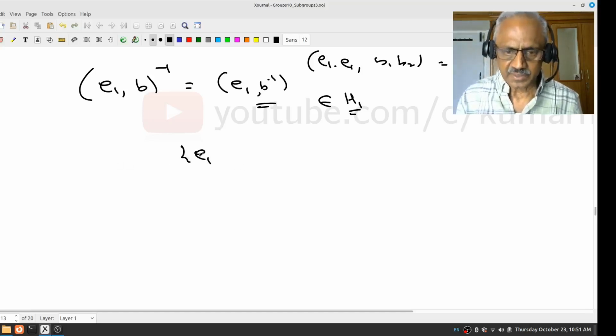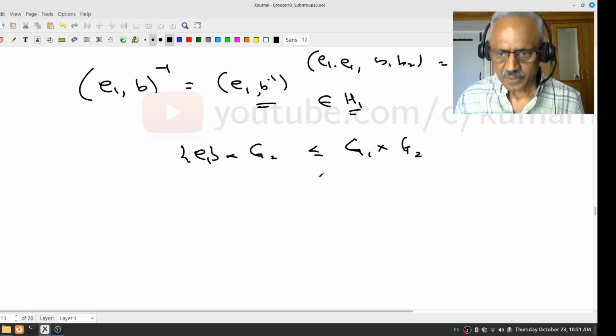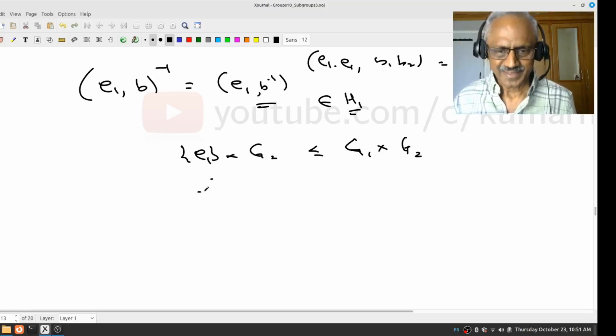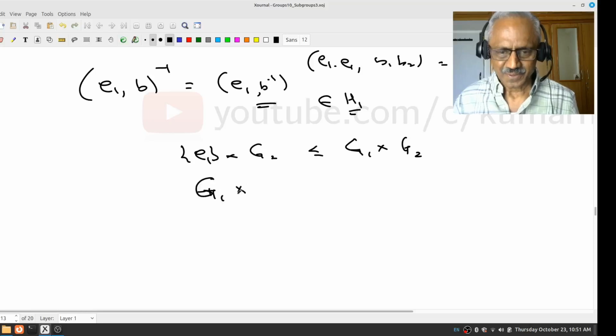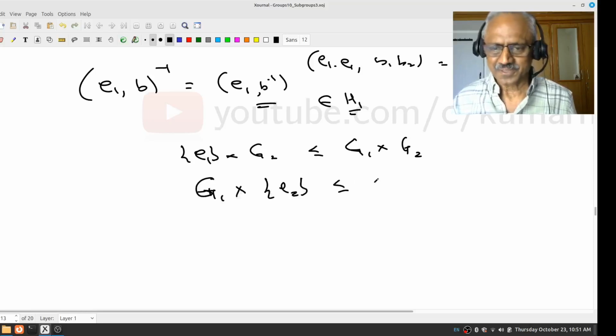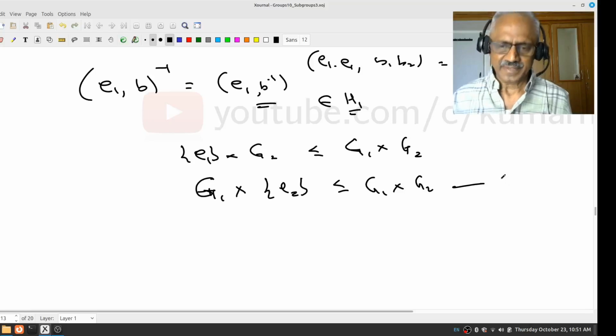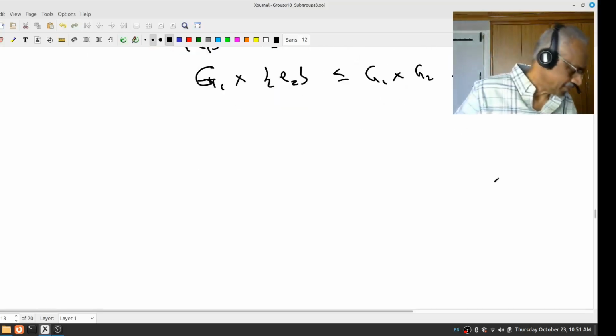So I said this is a subgroup. Can you think of a second subgroup? I'm sure all of you got it. It is G1 cross singleton {e2}. That is also a subgroup of G1 cross G2. That is one example.